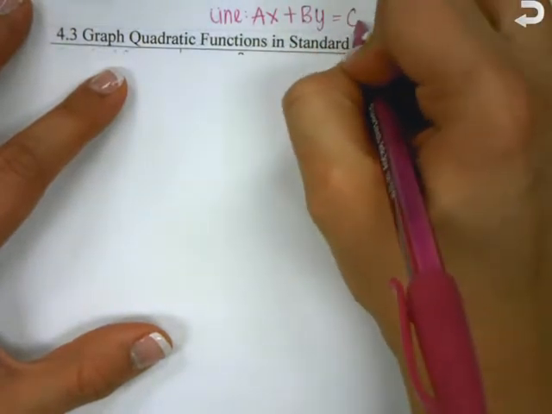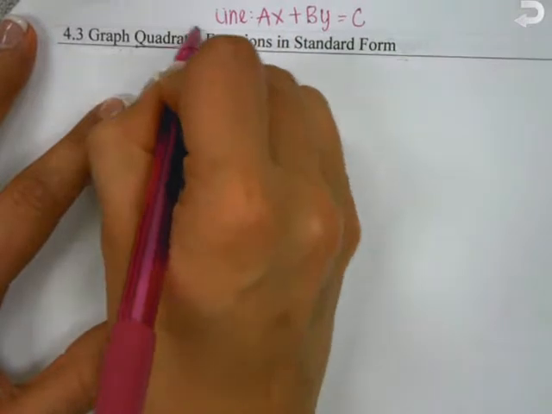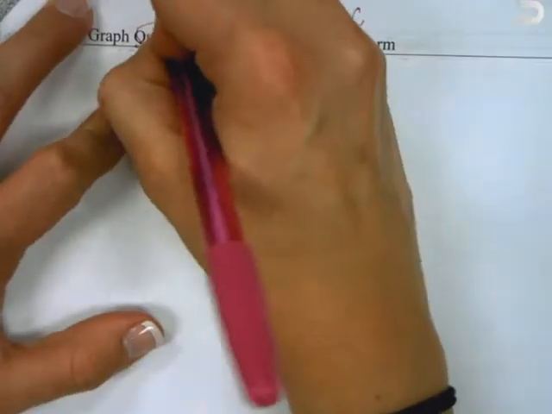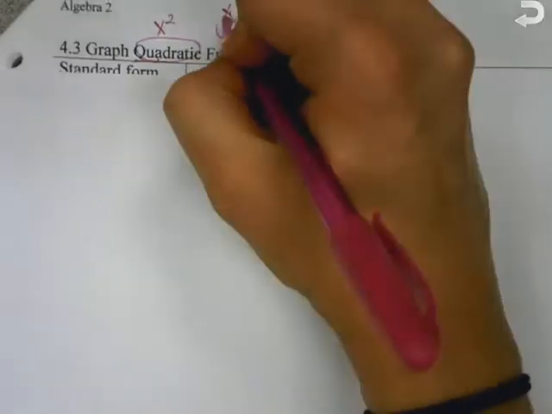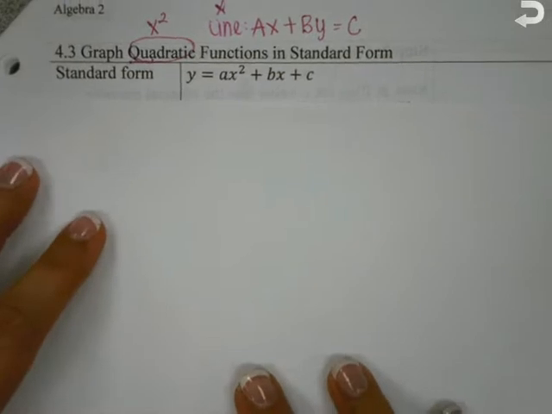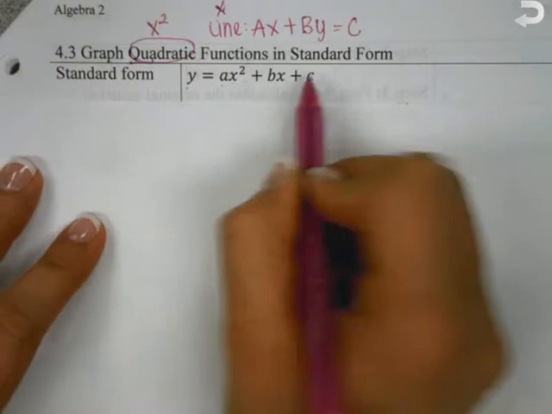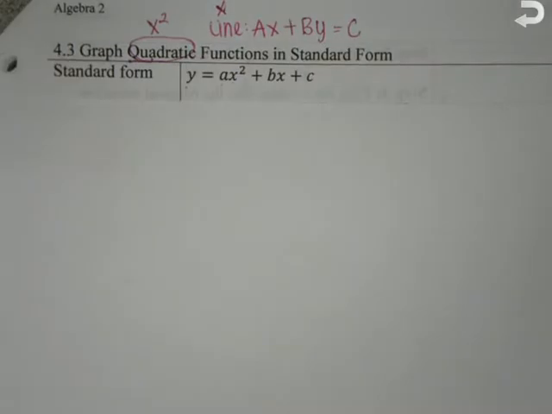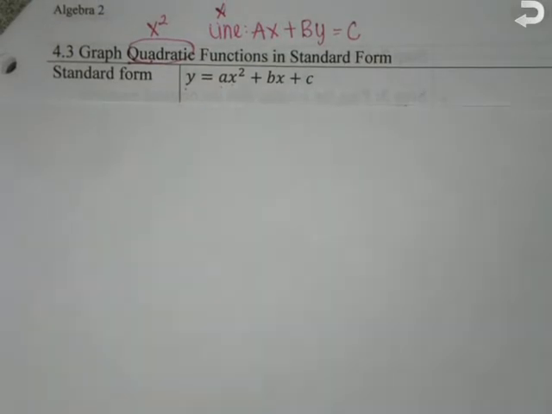So standard form of a quadratic, and quadratic means that there's an x squared in the expression. So quadratic is when we have an x squared. A line is when there's just an x. Standard form for a quadratic looks very similar. We have y equals ax squared plus bx plus c. So that's what standard form looks like. There's going to be a way of graphing when your equation looks like this, and when it's in a different form, which we will learn about in a couple days.